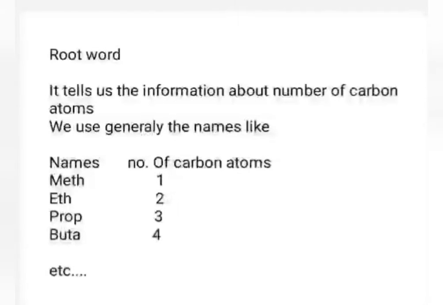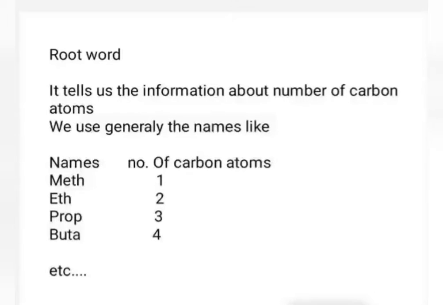First, let us discuss the root word. The root word generally tells us the number of carbon atoms in a given carbon compound. It is usually represented with the name meth for carbon compounds which have only one carbon atom. Similarly, for two carbon atoms we use the root word eth for naming them, and for three carbon atoms we use the root word prop. For four we use but, and then pent, hex, hept, oct, non and dec.